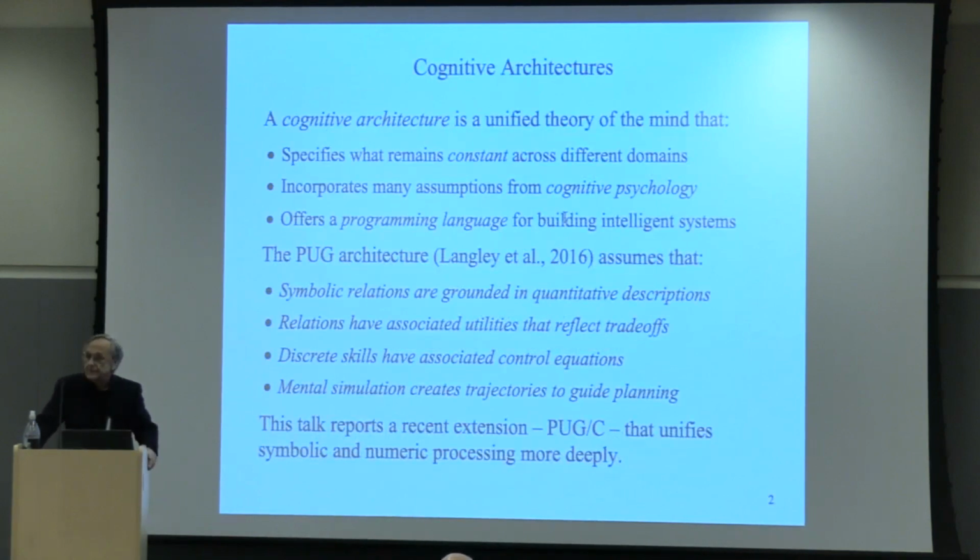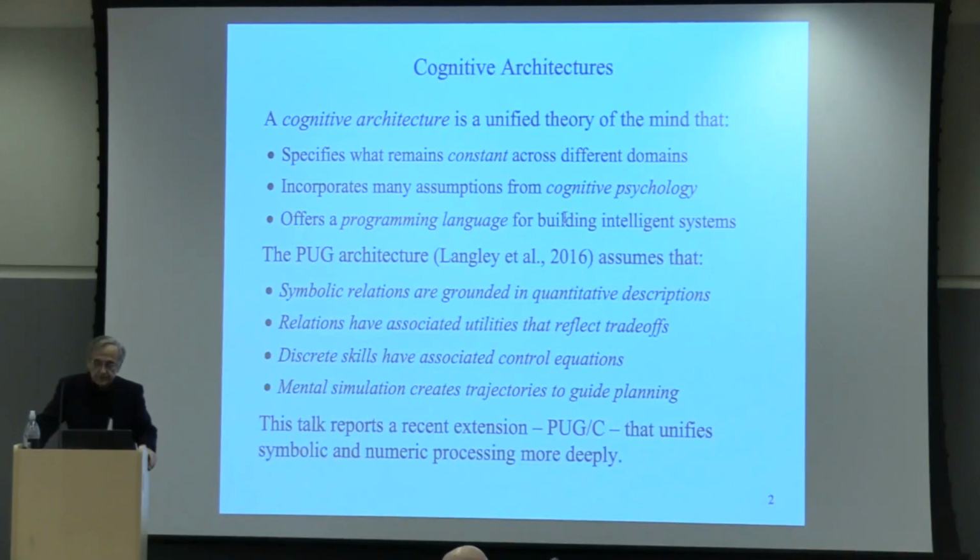Briefly, for those of you who don't remember what a cognitive architecture is, it's a unified theory of the mind that specifies what stays constant across different domains, incorporates many ideas from cognitive psychology, and typically comes with a programming language that embodies the theoretical assumptions that you can use to build intelligent agents.